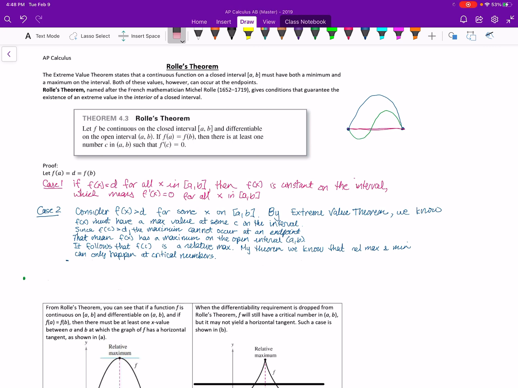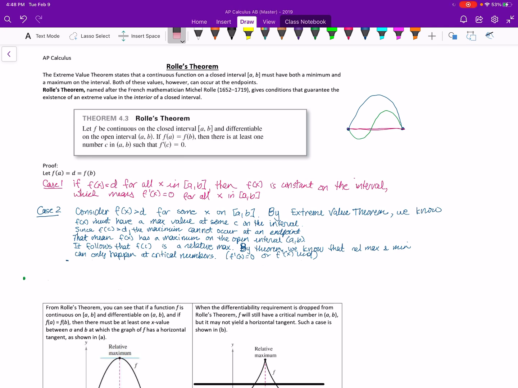There is a theorem. It doesn't have a name, but we know that relative maxes and mins can only occur at critical numbers. Remember, critical numbers happen when the first derivative is either equal to 0 or undefined, right? So those are the two options. Either f prime of x is equal to 0 or f prime of x is undefined. That's where the critical numbers happen.